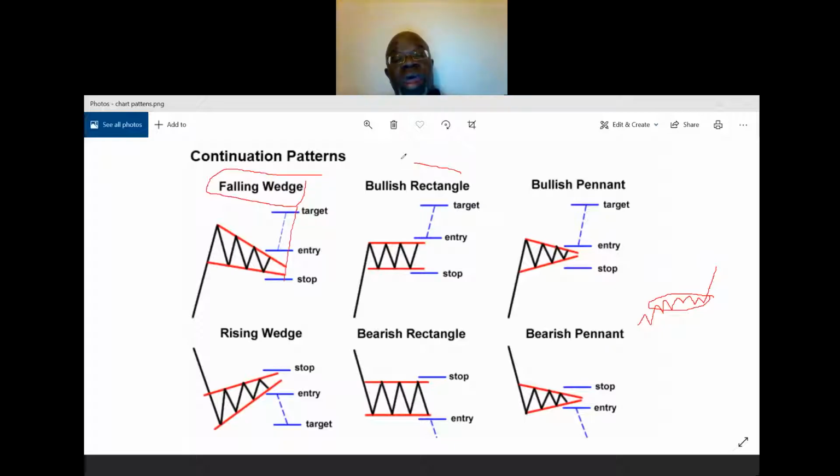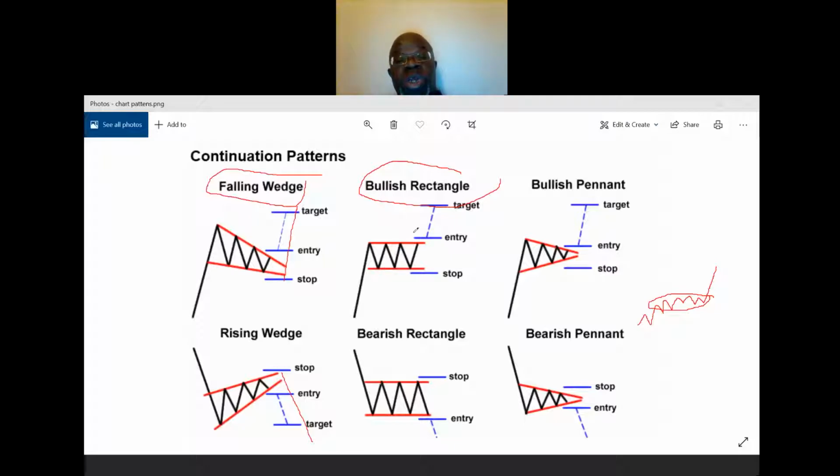Then you get, of course, the bullish rectangle. Oh wait, the falling wedge, the opposite of that is the rising wedge, where the market comes down and looks like it's coming up, coming up, coming up, but becoming narrow, narrow, narrow, and then goes down. So it is just continuing down.